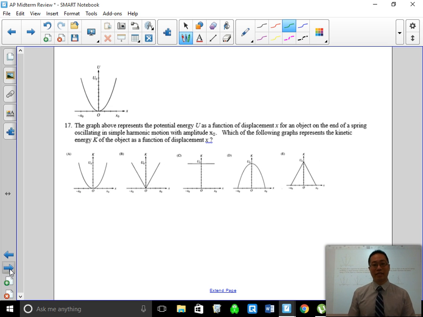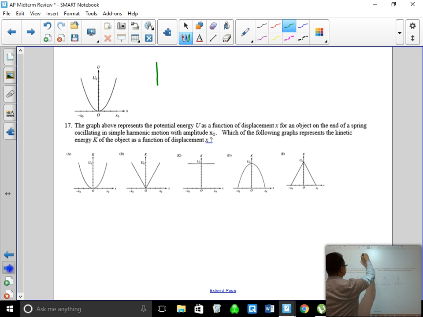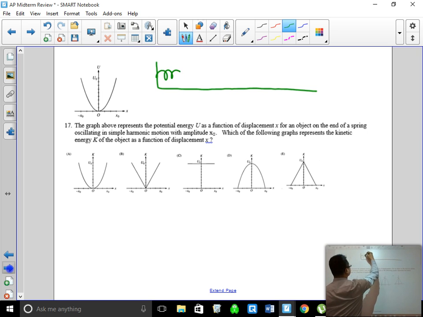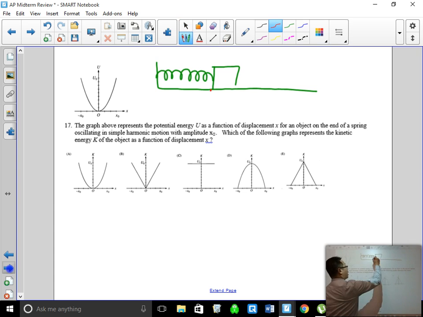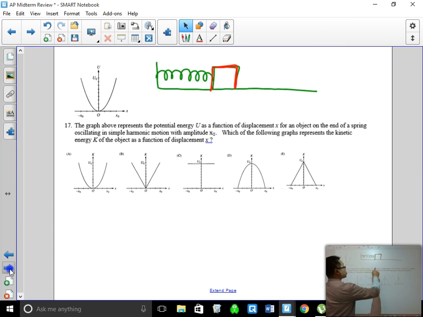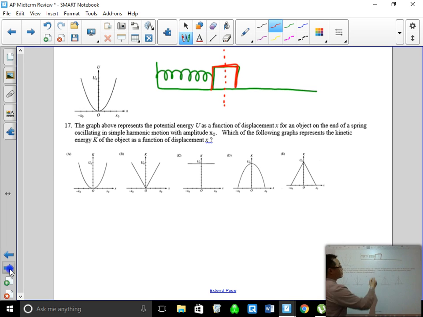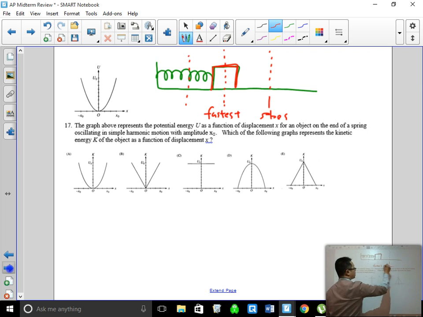Number 17 is a spring that's oscillating back and forth. So if you imagine, on a frictionless surface, this block is pushed in and compresses a spring, and it's let go, which means it then bounces back and forth. And as it's going back and forth, you can see that in the middle, it's going the fastest, and at the ends, it stops before it changes direction.